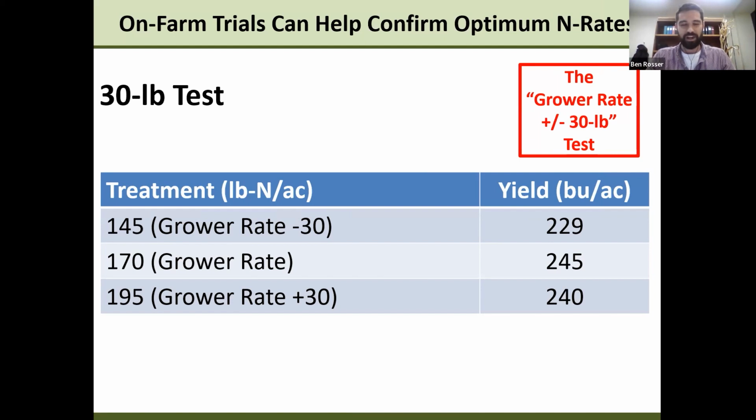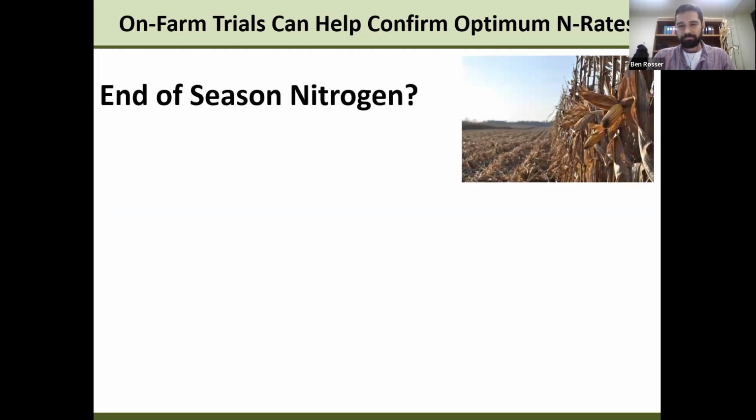So again, in this case, he was pretty happy to see that the rate he's currently putting on seems to be pretty close to where he probably should be. So again, it gave him some confidence around that. Despite the higher yields he has nowadays, he still seems to be in the ballpark for his optimum N rate, at least in that test for that field last year.